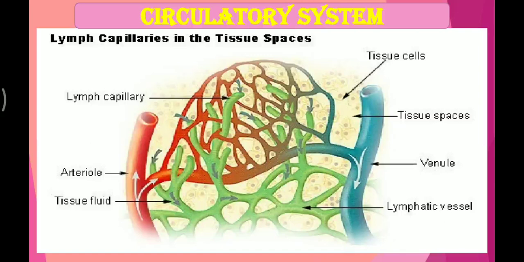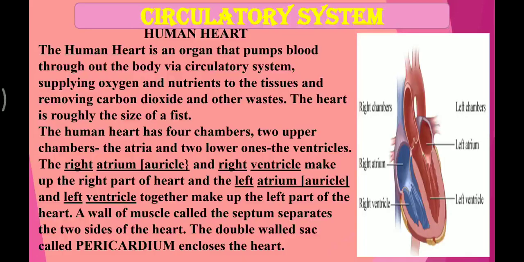Next, lymph capillaries in the tissues, how will they look? In between the arteries, veins and capillaries, you can see some green colored, small tube-like structures. They are called lymph. Inside the tissue, they are present.